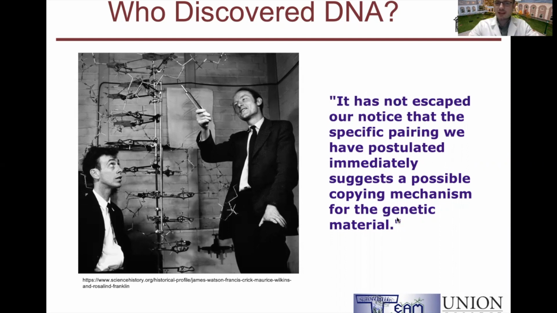And they said, "It has not escaped our notice that the specific pairing, the coming together of nucleotides of DNA, we have postulated immediately suggests a possible copying mechanism for the genetic material." So they're saying in the last half of their paper that the structure they came up with has a function of passing on genetic information from generation to generation. And that's the reason why we exist.